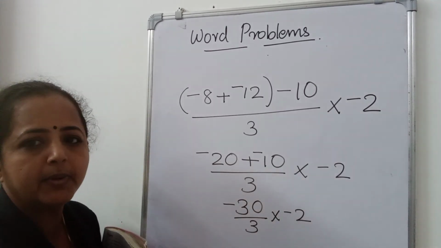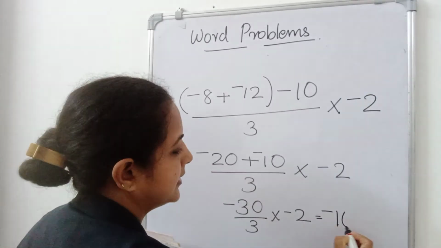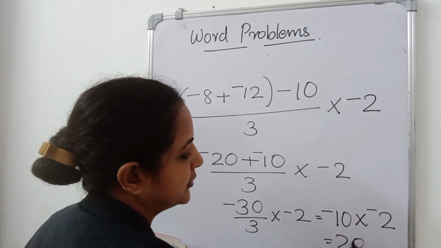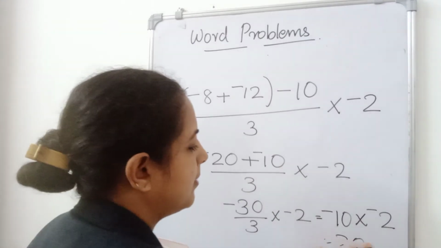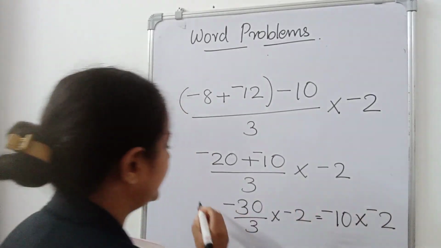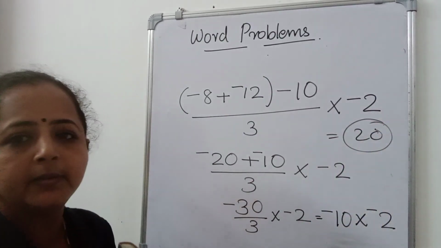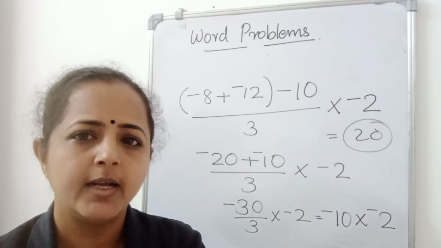What is minus 30 by 3? It is minus 10. Minus 10 into minus 2. The answer is 20. So minus 10 into minus 2 is 20. So our answer is 20. Okay. Then next question.